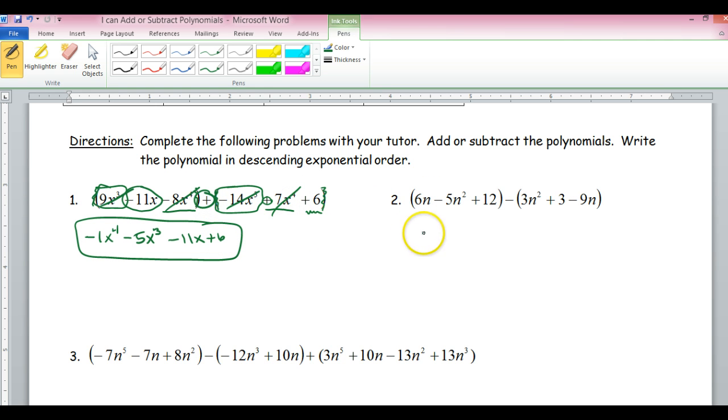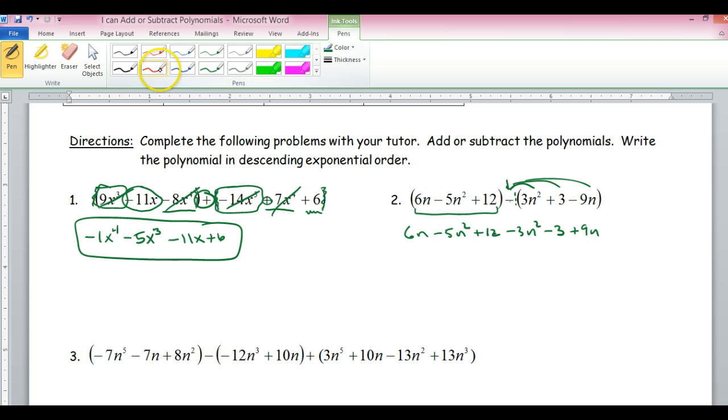Subtracting polynomials is no different. The only thing you have to remember is if you're subtracting, that negative sign has to get distributed. It's basically multiplying every term by this negative 1. This first polynomial doesn't change, so I write it down. 6n minus 5n squared plus 12. Then negative 1 times 3n squared is minus 3n squared. Negative 1 times positive 3 is negative 3. Negative 1 times negative 9n is positive 9n.